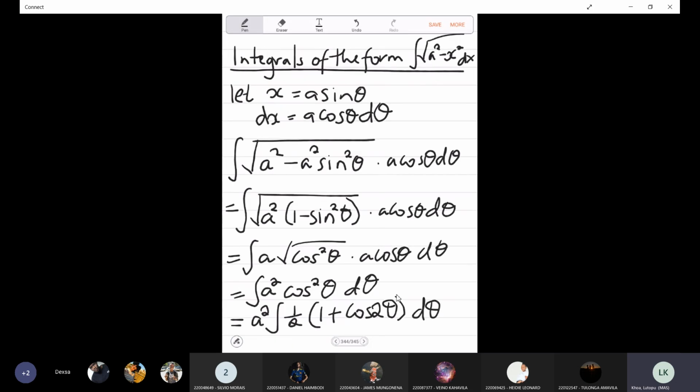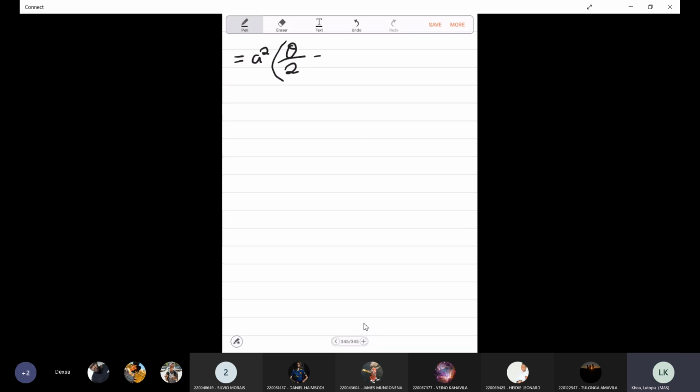And then the integral of cos 2 theta is sine 2 theta divided by 2. So plus sine 2 theta divided by 2. Then we add our constant of integration. Then our a squared can multiply out. We have a squared theta over 2 plus a squared sine 2 theta over 2 plus c.